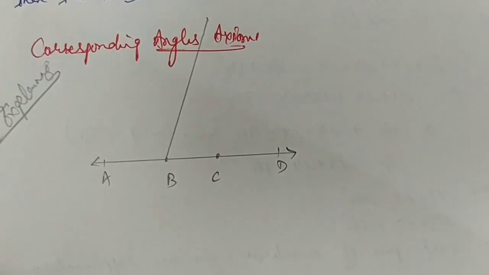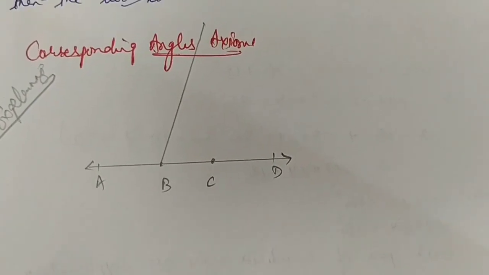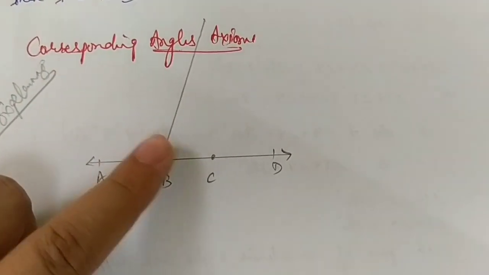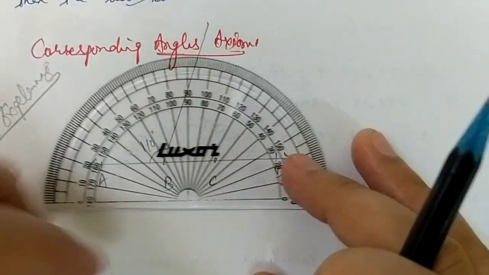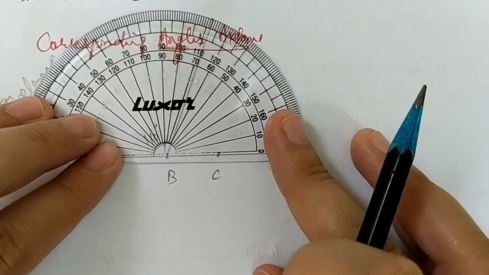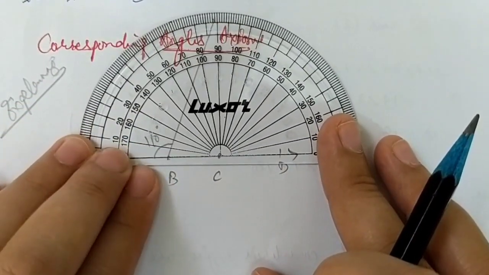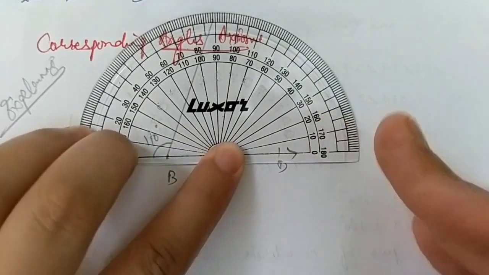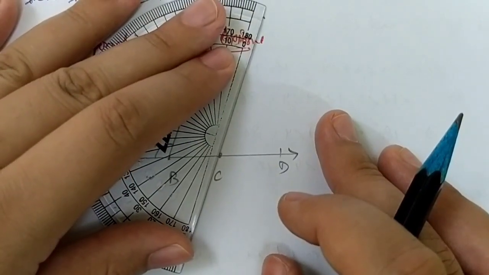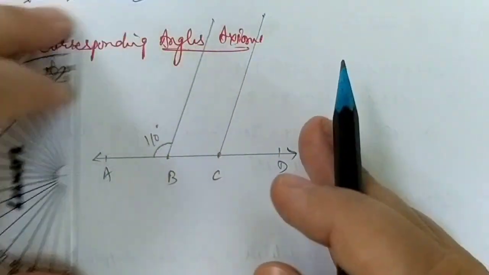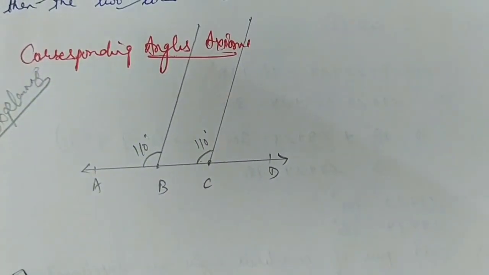Okay, class 9, for the reasoning of this corresponding angle axiom, what we will see, let us draw a straight line AD and take 2 points B and C on it, and at B I have drawn an angle which is 110 degree. Okay, I have drawn 110 degree, like you can see it is 110 degree. And similarly draw angle of equal measurement at C, that is 110 degree. So you have drawn 110 degree here also. So you have drawn two equal angles at B and C.